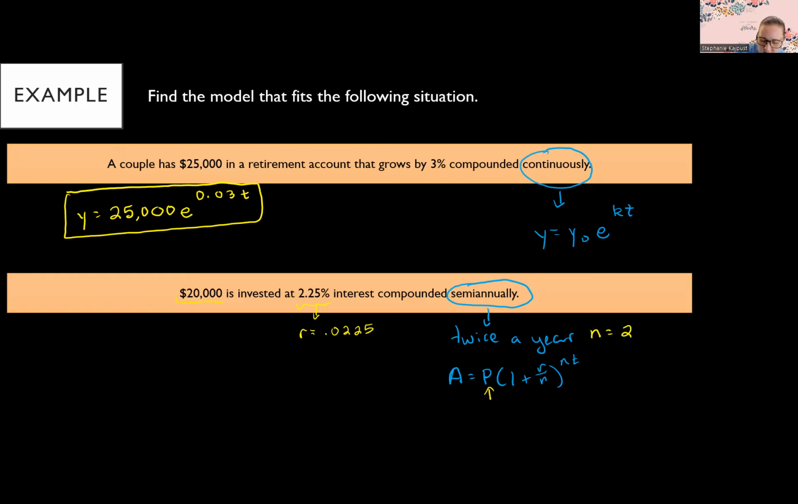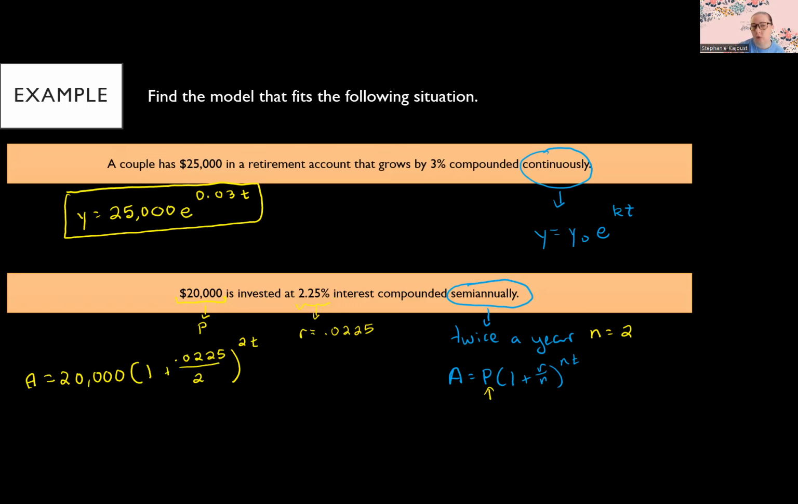So our 20,000, that is P. So you have to figure out, okay, what numbers and what words are indicating what parts of this formula, and then you can plug it in. So we've got A equals 20,000 times 1 plus 0.0225 over 2, and then 2 times the t up there. It's twice a year.